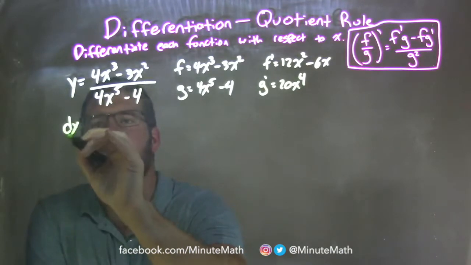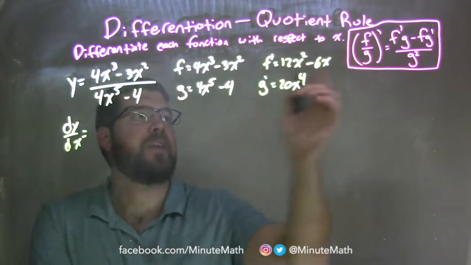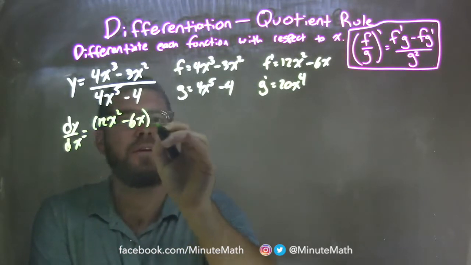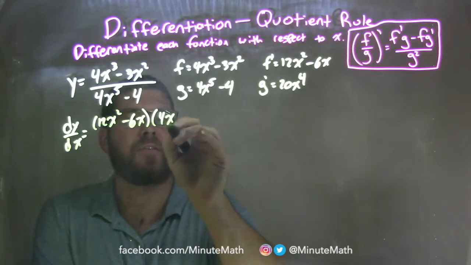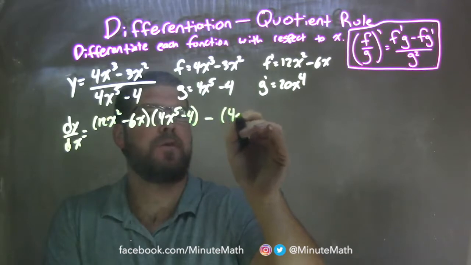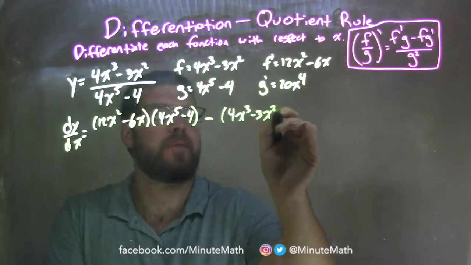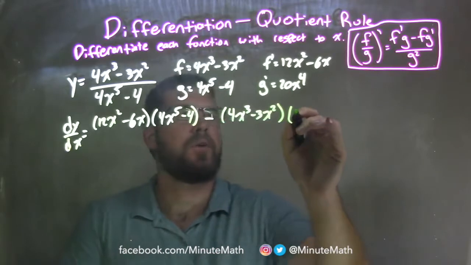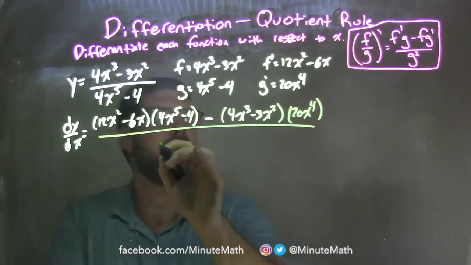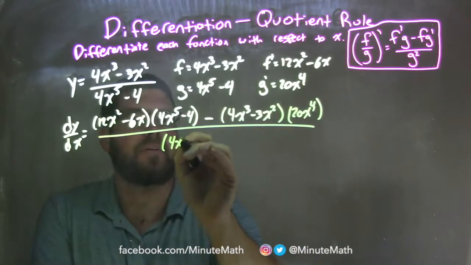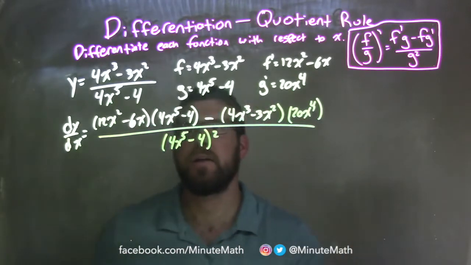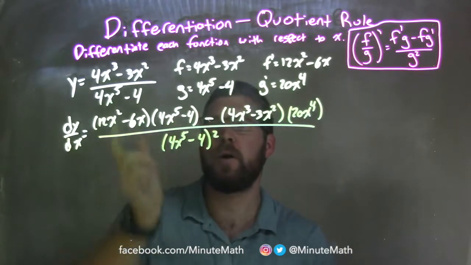So I'm taking my derivative, dy dx. And that's going to equal f prime, 12x squared minus 6x, times g, which is 4x to the 5th minus 4, minus f, which is 4x to the 3rd minus 3x squared, times g prime, which is 20x to the 4th, all over g squared, which is 4x to the 5th minus 4 squared. Okay? A lot written out here, so now I need to distribute. I'm going to distribute all parts up there.